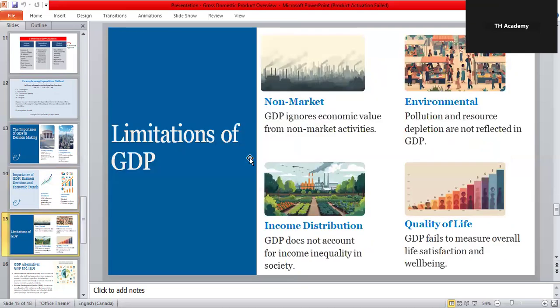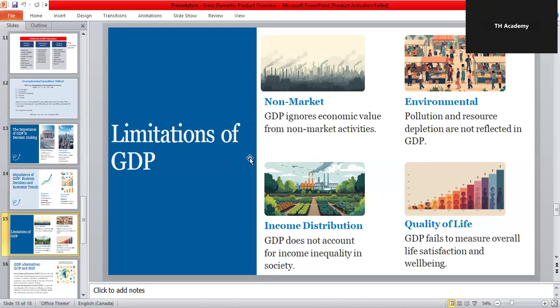Now, limitations of GDP. While GDP is a useful measure, it's not perfect. It ignores unpaid work like housework or volunteer service, even though these things add value. It doesn't show the damage to the environment caused by production. It also does not tell us how income is distributed. One person could be very rich while others are poor, and GDP might still look good.